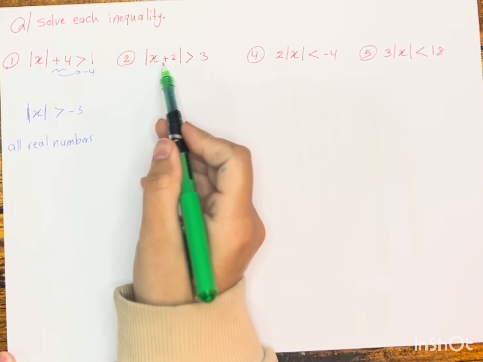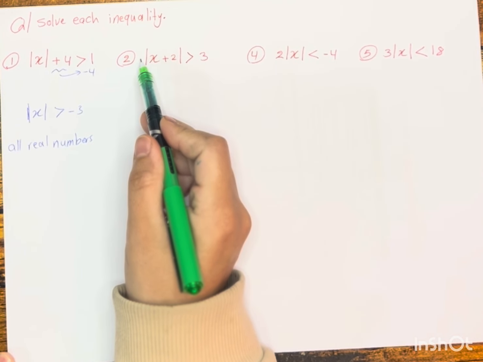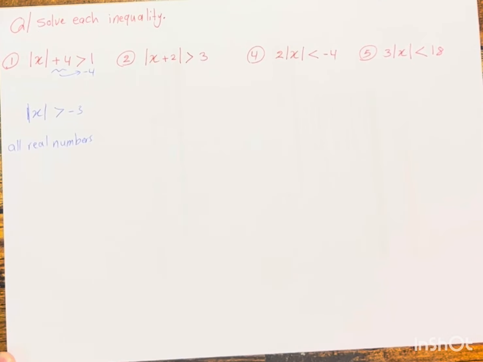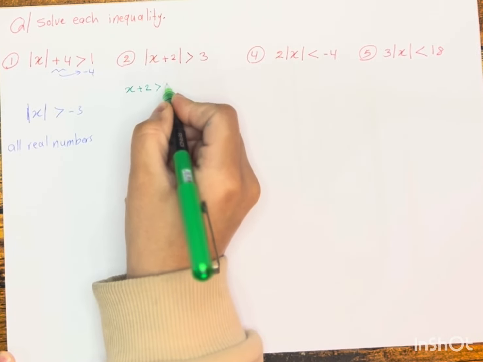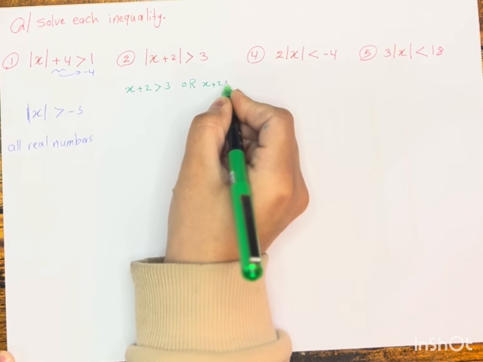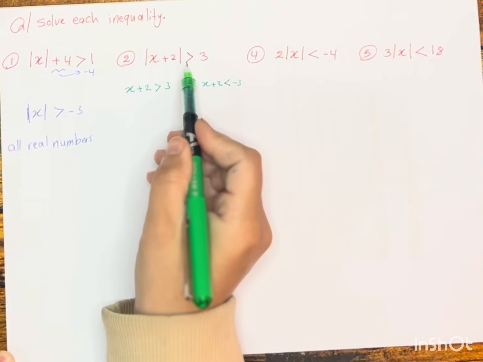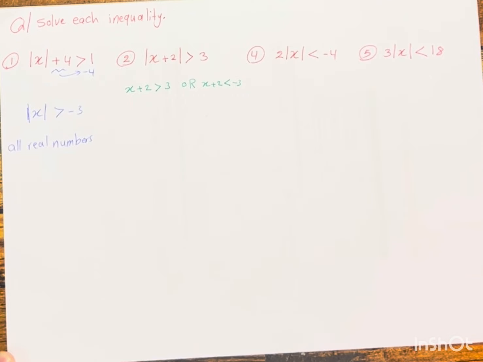Second one, x plus 2 in absolute value greater than 3. There is no coefficient here, and there is no plus or minus next to the absolute value. Now we can open the absolute value. Because the sign opens at the absolute value, we need to use OR. I will write x plus 2 greater than 3, or x plus 2 less than -3. Same sign for positive, reverse sign for negative.